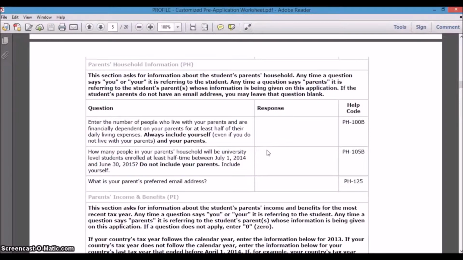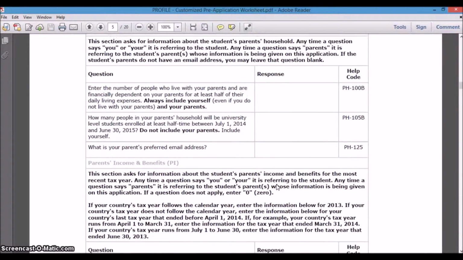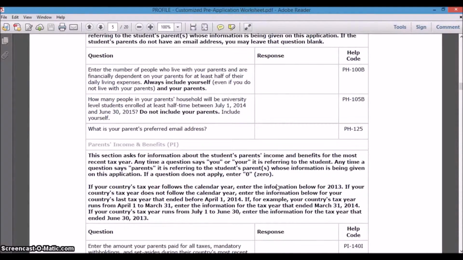The second question is obviously how many people in your parents' household will be university level students. It says here to not include your parents, so if you have brothers or sisters that are going to be university students, then you will include that number here, and you'll answer your parents' email address in the next section as well.